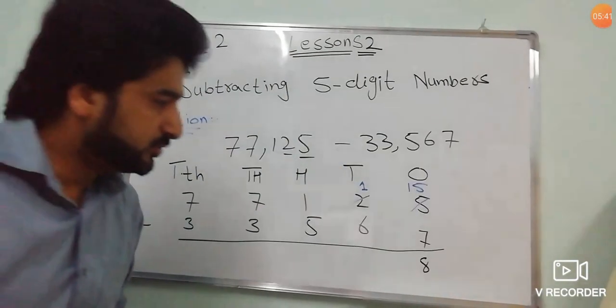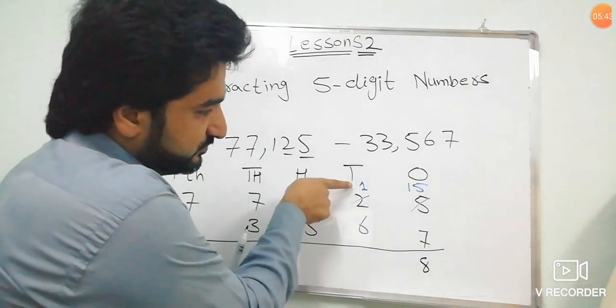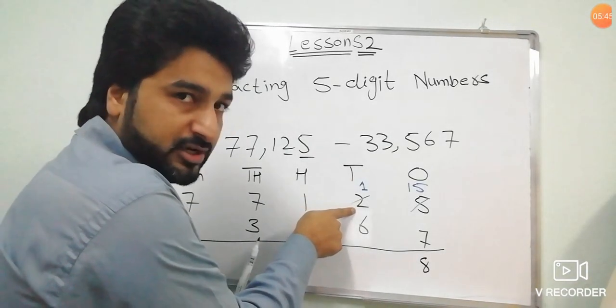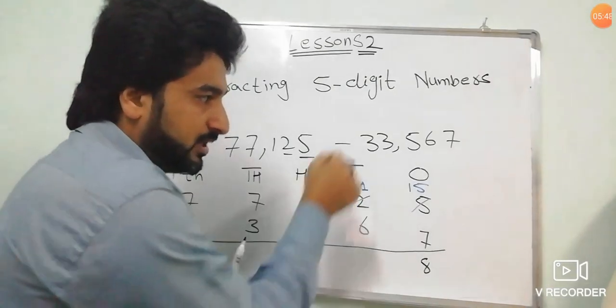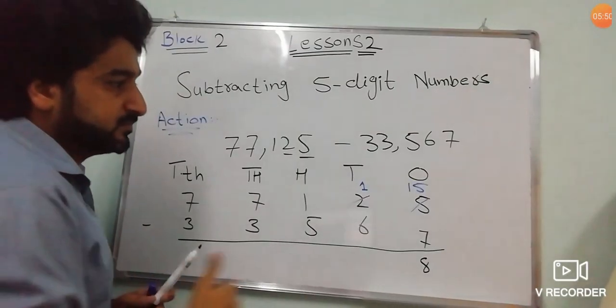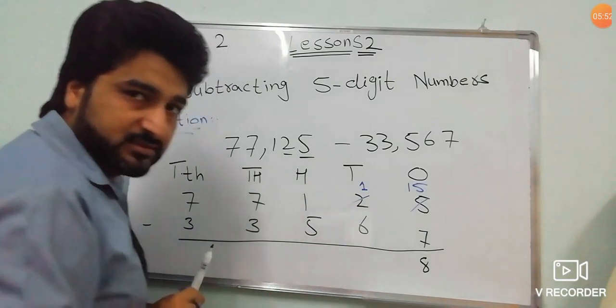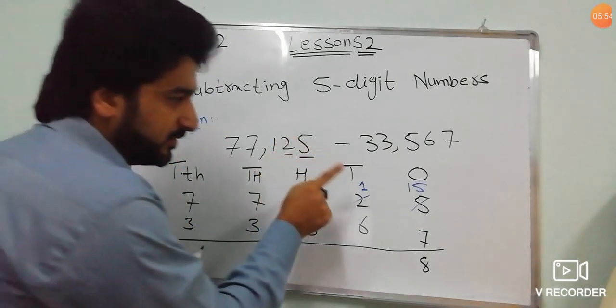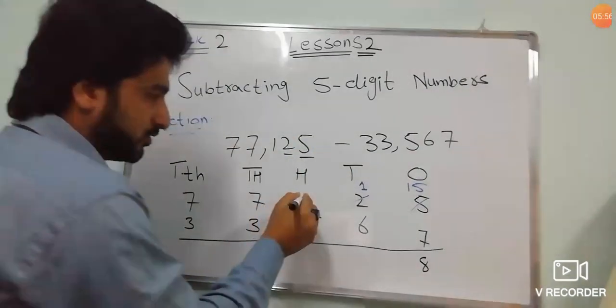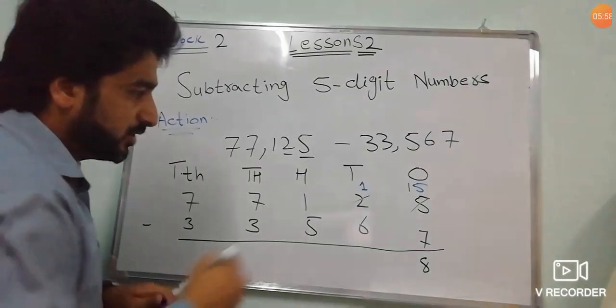Okay. Now we come to the tens place. We will not use the number that we cut earlier. Why? Because we took a borrow from there to that number. So from 1, can you subtract 6? No. Why? Because 1 is a smaller number. Again, we will take a borrow from here.